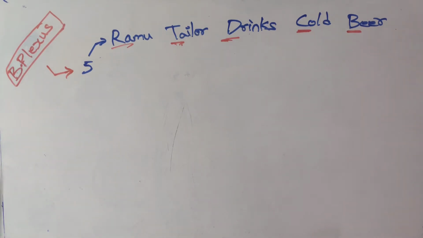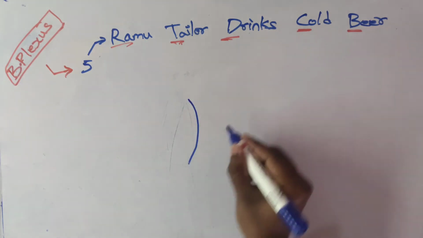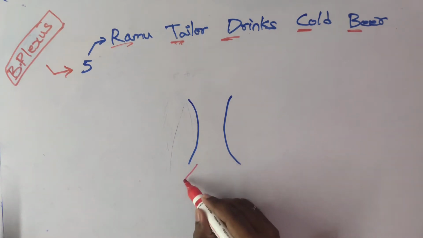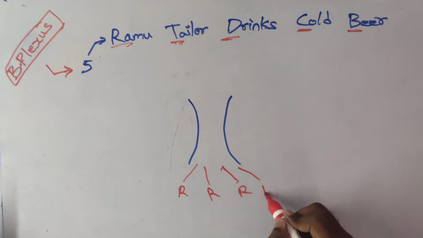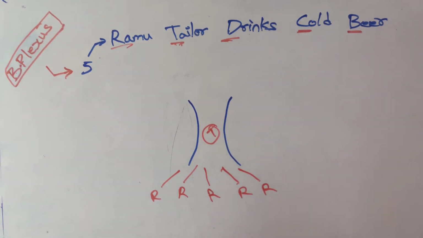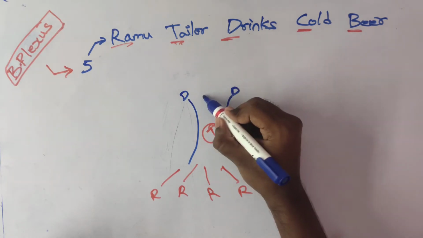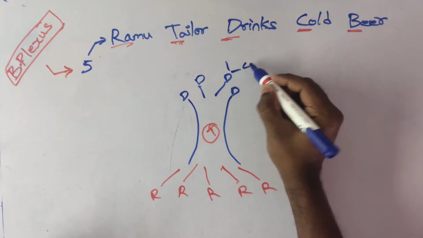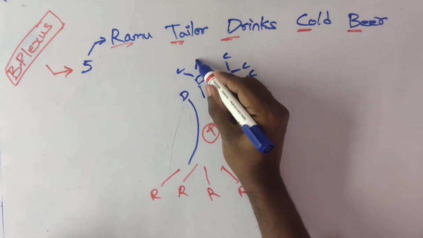So to remember this, let's make a tree of the brachial plexus. This is the tree of the brachial plexus. In the tree, these are the roots of the brachial plexus, and this is the trunk, and these are the divisions of the brachial plexus, and from the divisions we have cords.